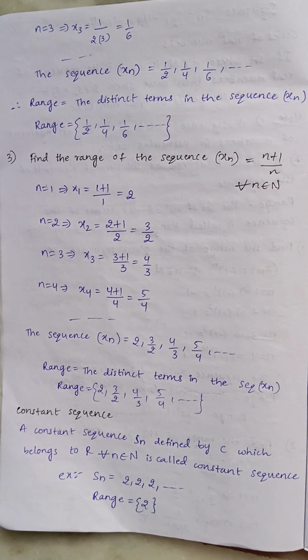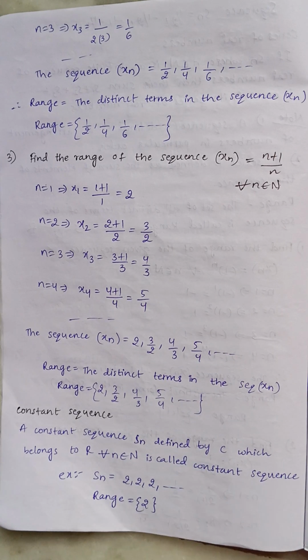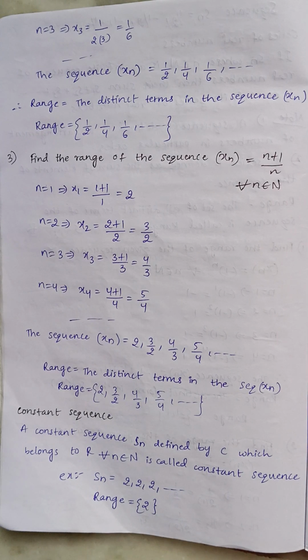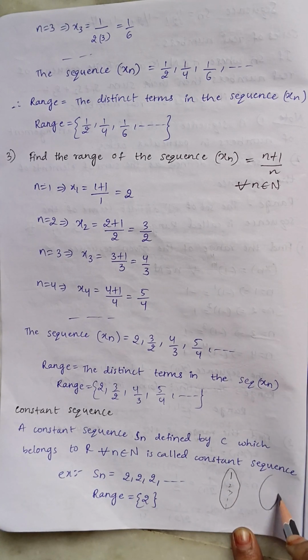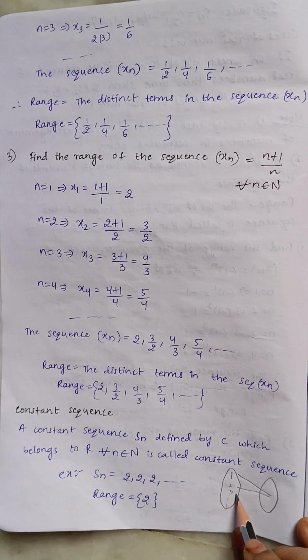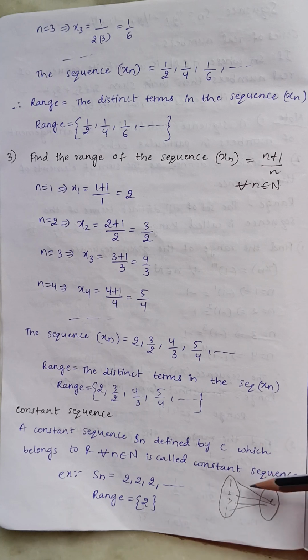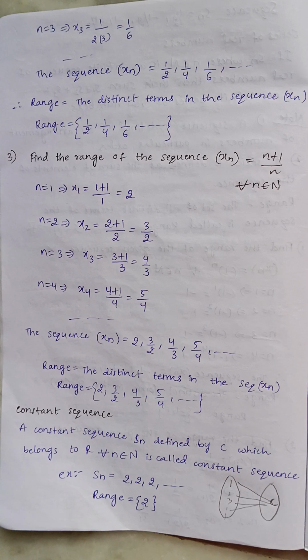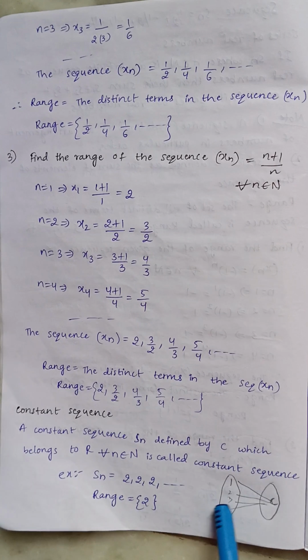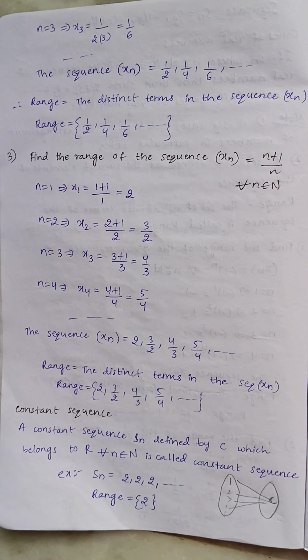Now, constant sequence. In a constant sequence the range is always the same. That means when you take 1, 2, 3 in the domain set, the answer is always some constant c, related to only one element. Then we can say it is a constant sequence. For example, if 2 is given, the range is 2, meaning the first element, second element, third element, all elements are 2. That's why this is said to be a constant sequence.